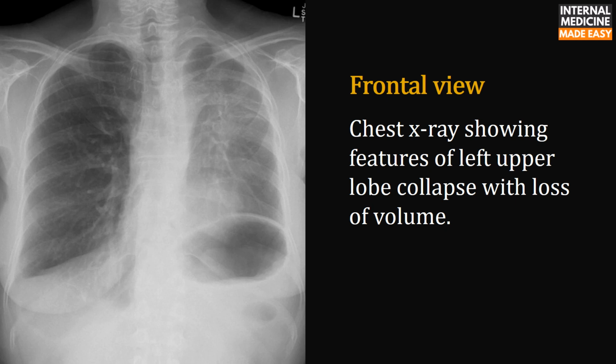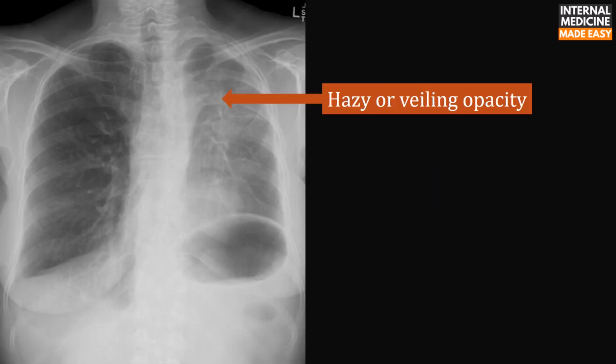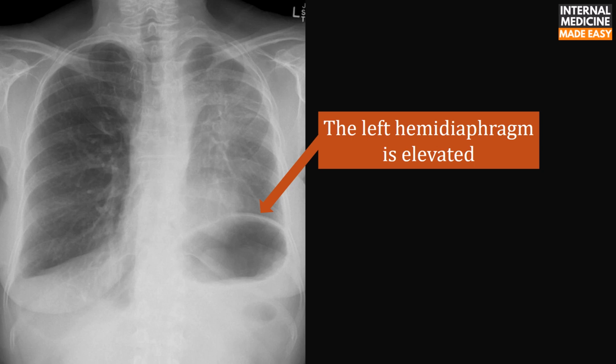This is a chest X-ray showing features of the left upper lobe collapse with loss of volume. There is loss of the normal left cardiomediastinal border. The hazy or veiling opacity is shown here. The left hilum is drawn upwards. And the left hemidiaphragm is elevated.